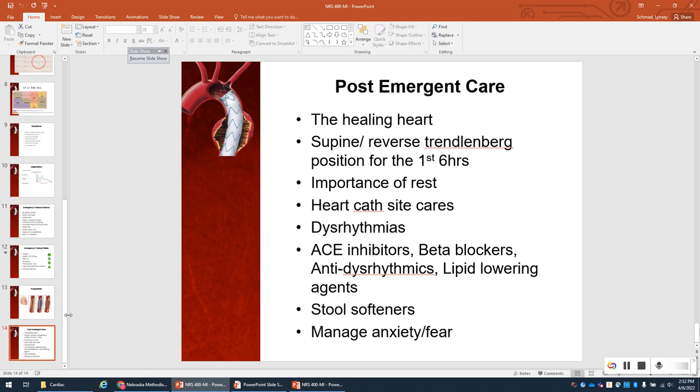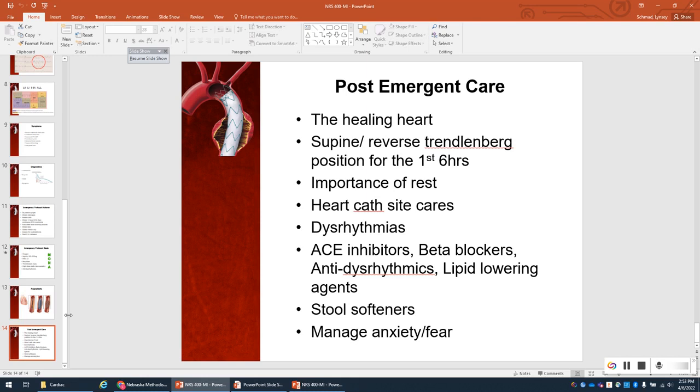As far as meds go, we talked about ACE inhibitors. They also would be on beta blockers, antidysrhythmics, lipid-lowering agents, and stool softeners after heart checks are given, because these patients are prone to fatal bradycardia issues when vagaling or straining. So stool softeners help prevent that.